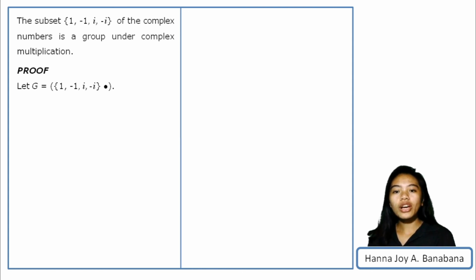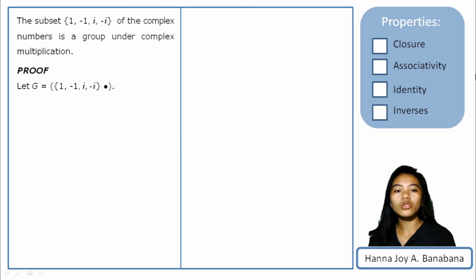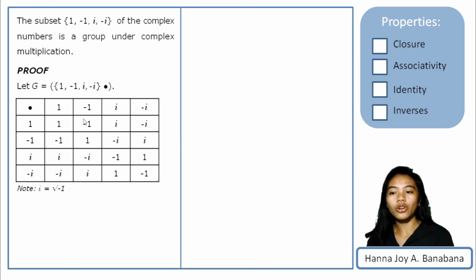So in order for us to show that G is a group, we need to show these properties: closure, associativity, identity, and inverses. So for the first property, this just means that when we do the operation on the set of these elements, the answer is still in this set. So we have here the table in order to show that.